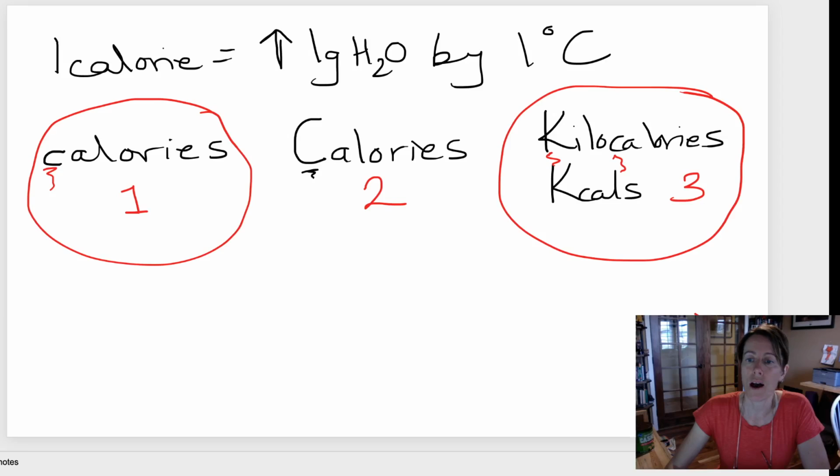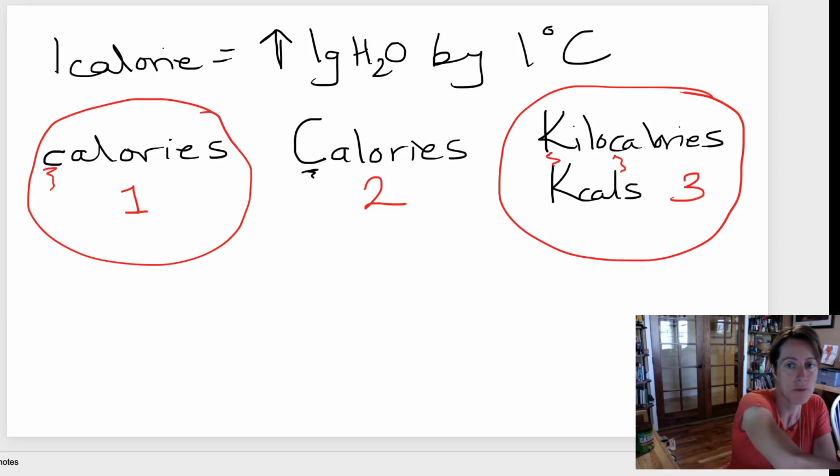The big C calorie is the unit that we use to measure the amount of energy in food in the United States. You're only going to see this unit, the uppercase C calorie, printed on food items that are sold here in the United States of America. Anywhere else where you buy food, and I have an example right here.